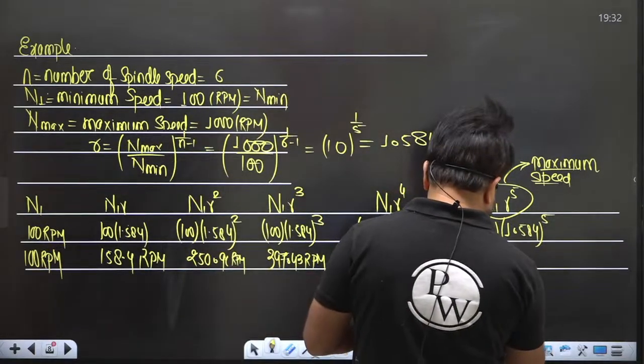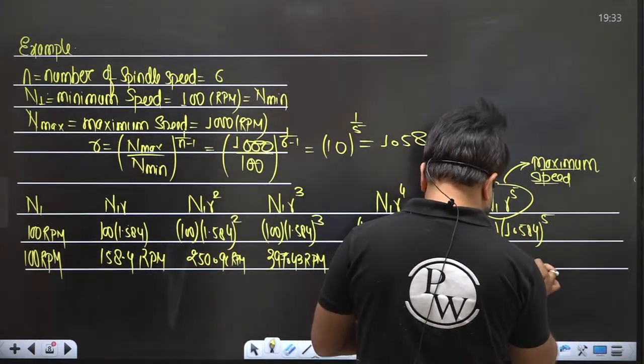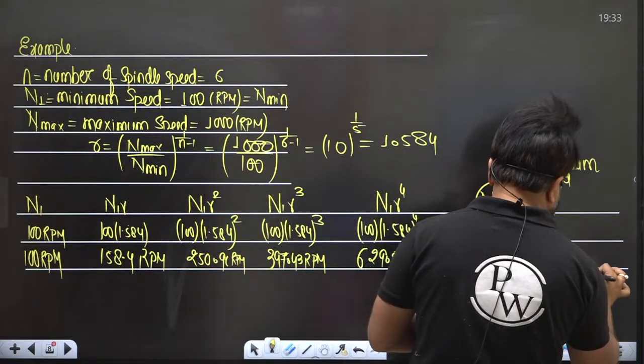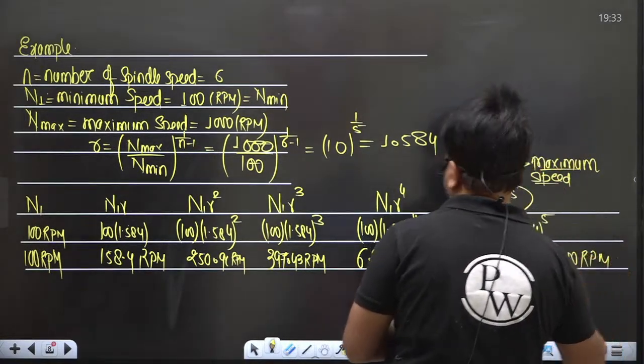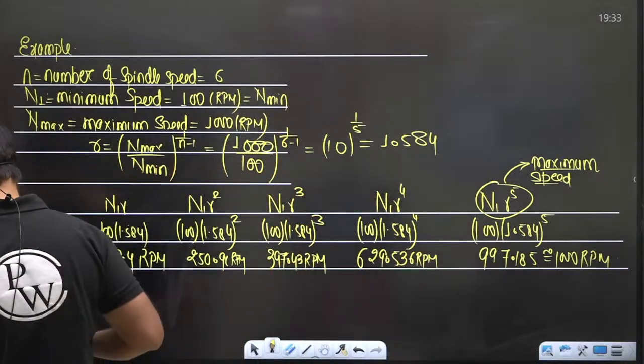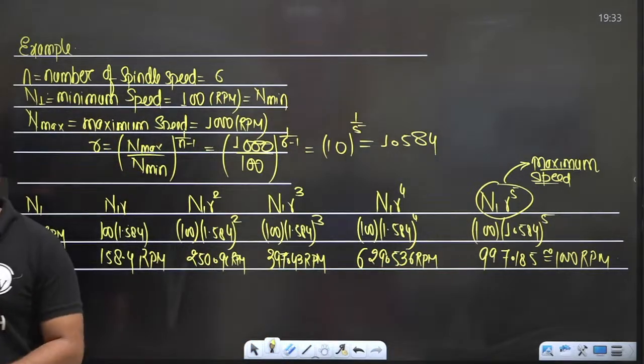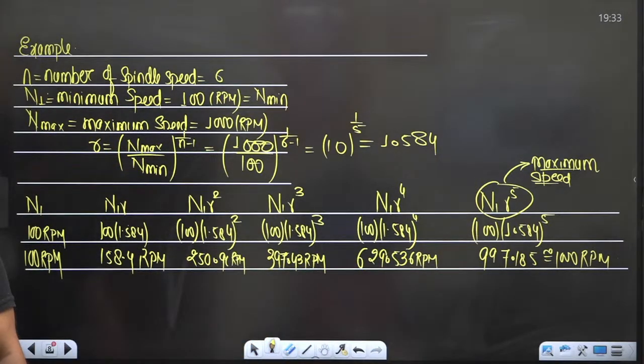Now 997.185, nearby basically 1000 RPM. Our maximum speed is what? 1000, right? So in this way we can calculate the thing, right? We can calculate the thing. So I hope it is clear?